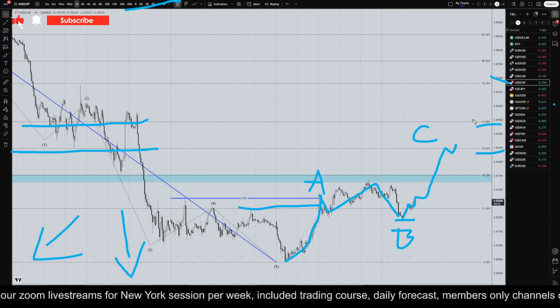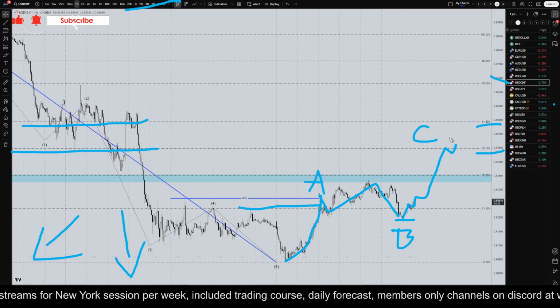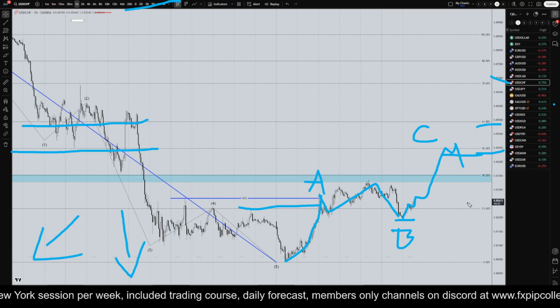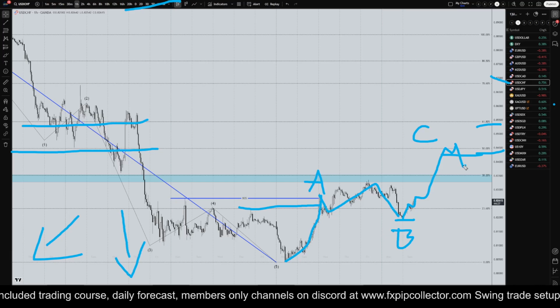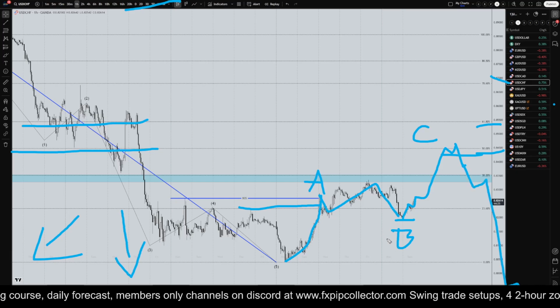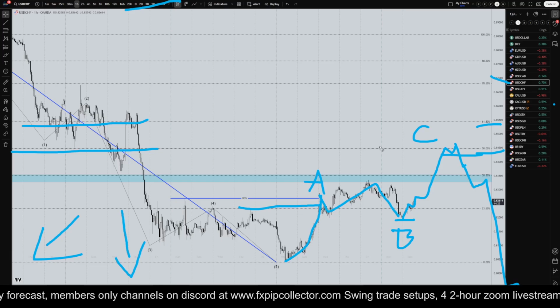I think that once we get up to one of these levels, it will probably make a double top. It will probably make a breaker structure to the downside, helping show us that it really is the end of an ABC correction and potentially make a really good entry to go short for the continuation of the downtrend.